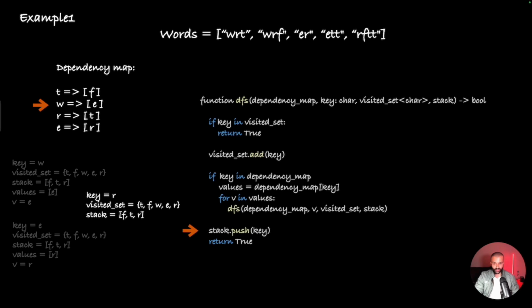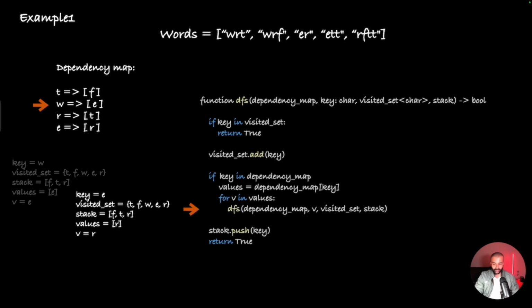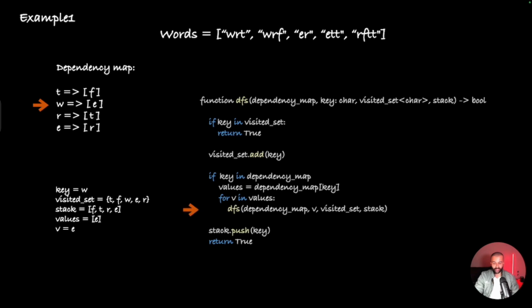And then finally, we're going to add to the stack. We're adding R to the stack. And now we come out of our recursion, and we are going to add E into our stack. And then finally, we're back to W. W is done. We're going to add W to our stack.